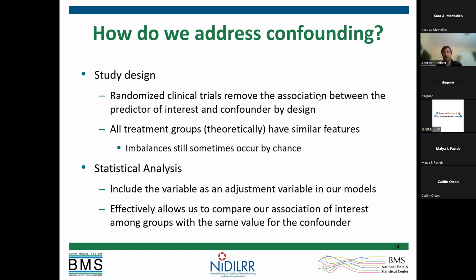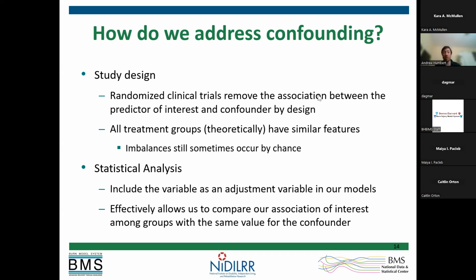So in the statistical analysis, the way we generally account for confounding is essentially just included as another predictor in our model, and we often call it an adjustment variable. So we include it as an adjustment variable, but really we're just treating it as we would any other predictor mathematically in how we incorporate it in the model.